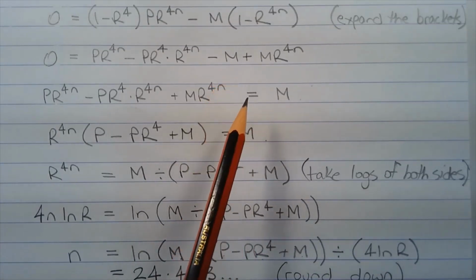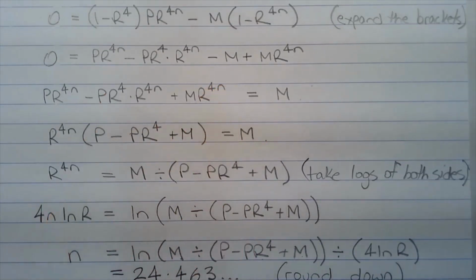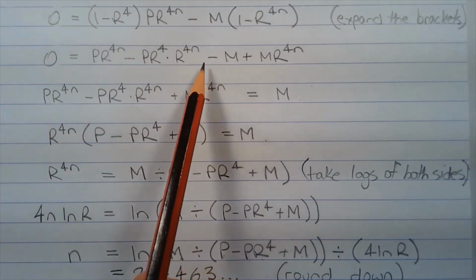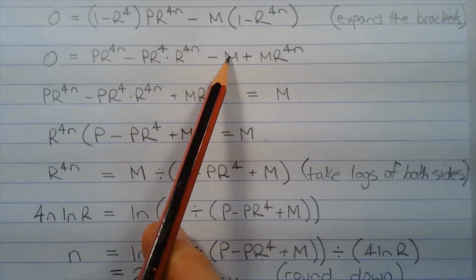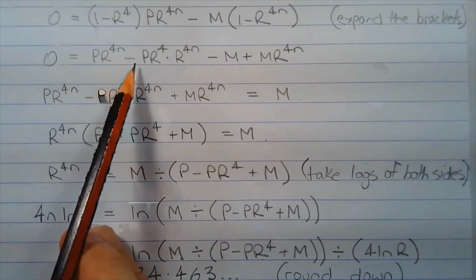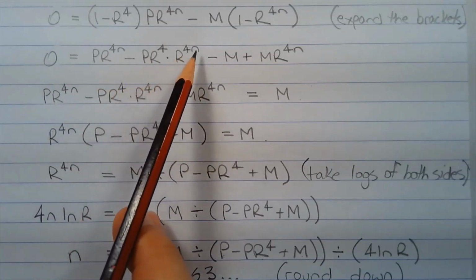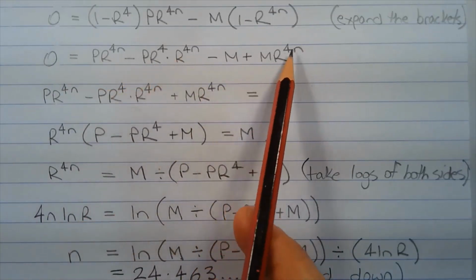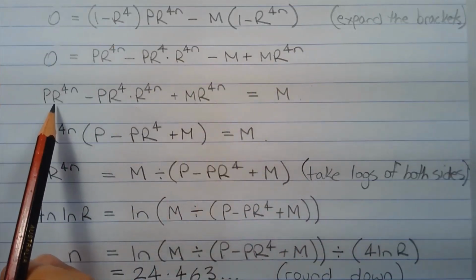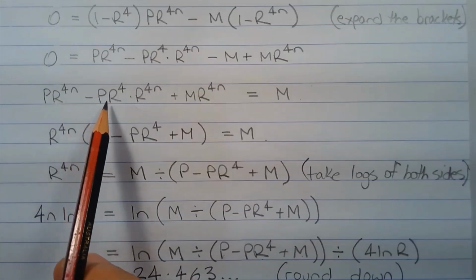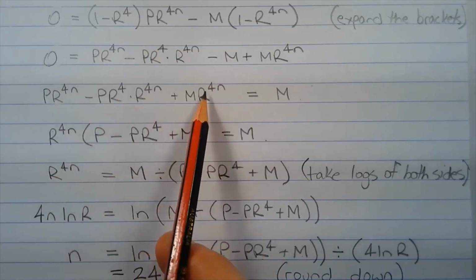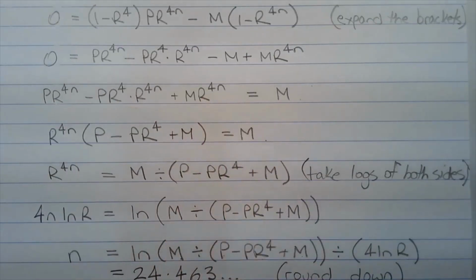Next, I'm going to switch a few terms around, just to clean up this equation a little bit. I'm going to make this negative M into a positive M. So imagine moving that negative M over to the other side. So we have M is equal to PR to the power of 4n minus PR to the power of 4 times R to the power of 4n plus MR to the power of 4n, and then switching both of those sides around. So we're going to have PR to the power of 4n minus PR to the power of 4 times R to the power of 4n plus MR to the power of 4n equals M.